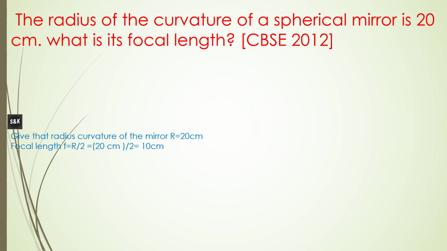The radius of curvature of a spherical mirror is 20 centimeter. What is its focal length? So we are given that the radius of curvature of a spherical mirror is 20 centimeter. We know that focal length equals r by 2, which means कि focal length is half of the radius. So the focal length of the mirror is 10 centimeter.